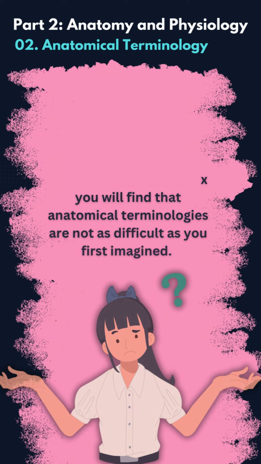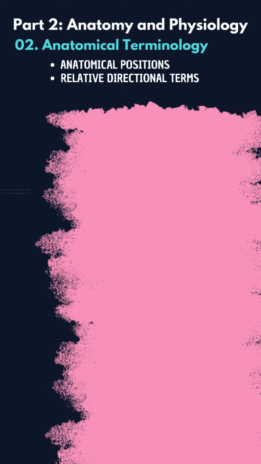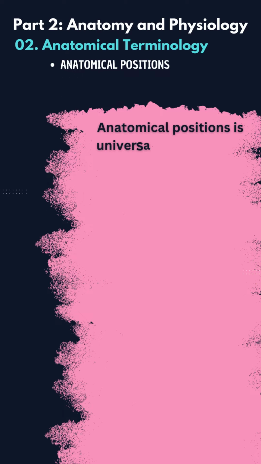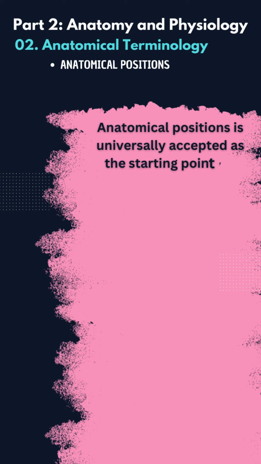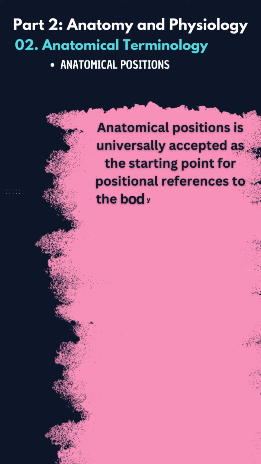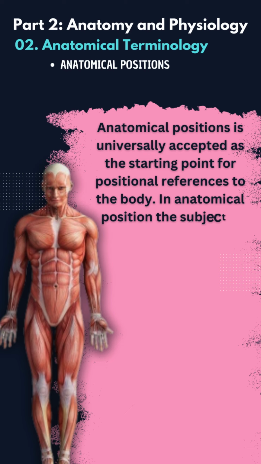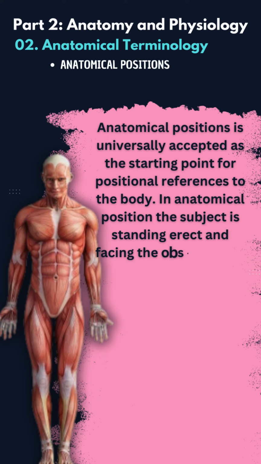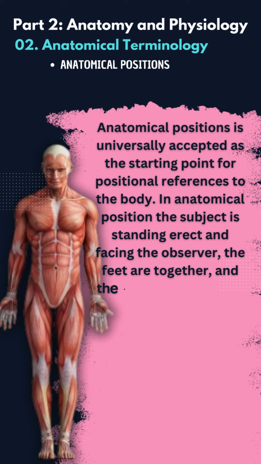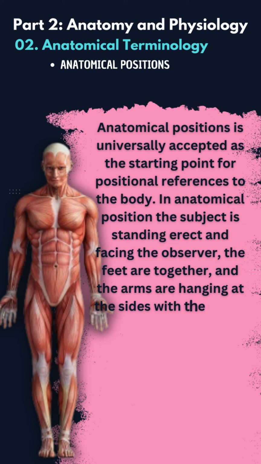For easy understanding, the anatomical terminology can be studied in three parts, that is, first, anatomical position, second, relative directional terms, and third, body parts and regions. So now, what is an anatomical position? The anatomical position is universally accepted as the starting point for positional references to the body. In anatomical position, the subject or individual is standing erect and facing the observer, the feet are together, and the arms are hanging at the sides with the palms facing forward, as shown in the image.